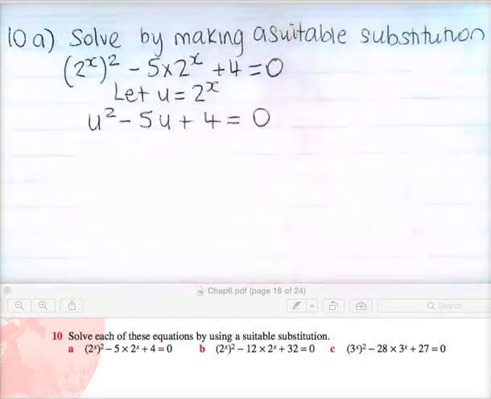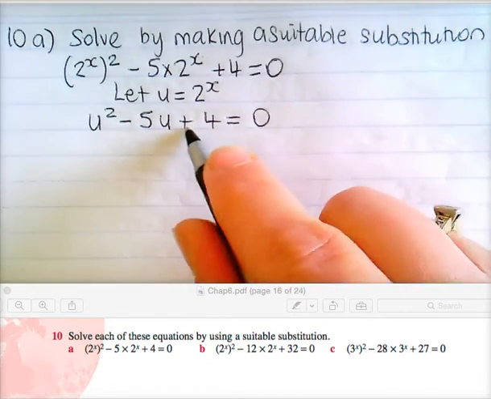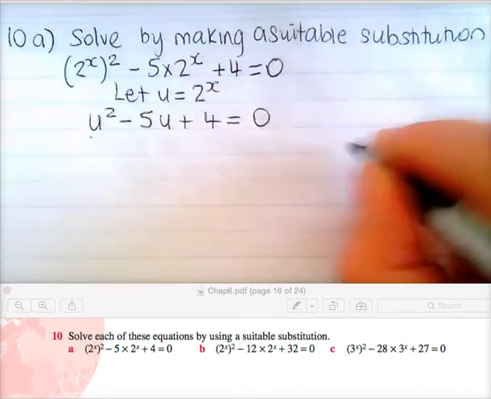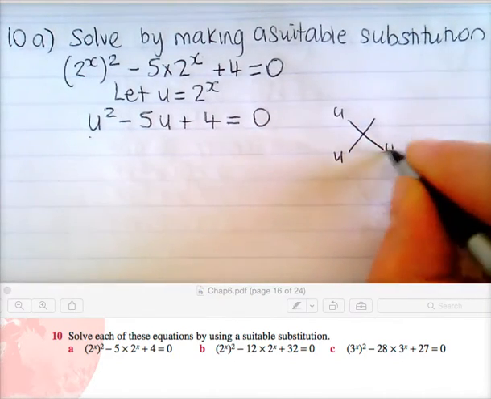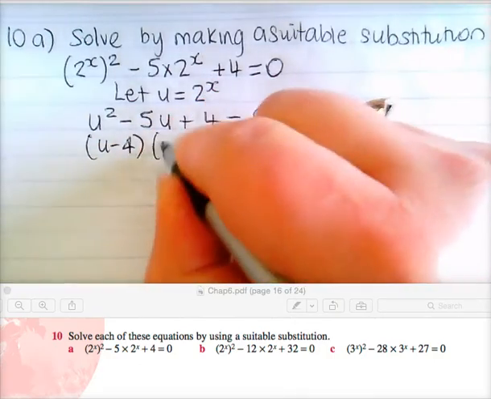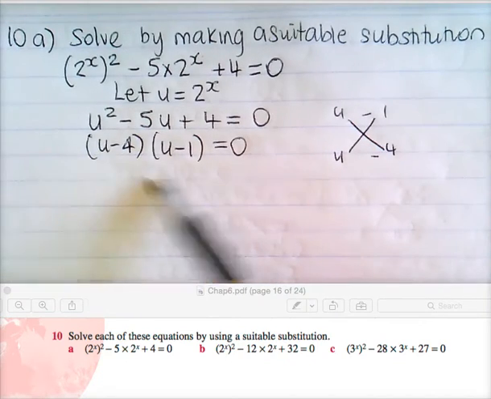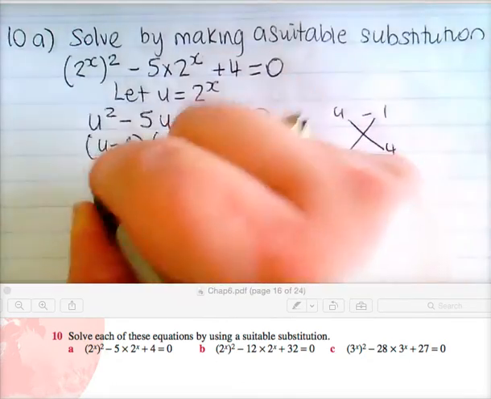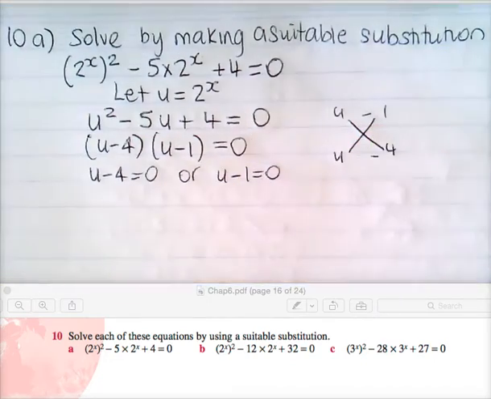u minus 4, u minus 1. Plus 4, and a minus here. I need 2 negatives multiplied to give 4, but add up to give? Well, it's not going to be 2 and 2. Minus 4, minus 1. Yeah, 4 and 1. So u minus 4, u minus 1 equals 0. And let's check: u squared minus u minus 4u gives me minus 5u plus 4. So u minus 4 equals 0, or u minus 1 equals 0. What do I get?